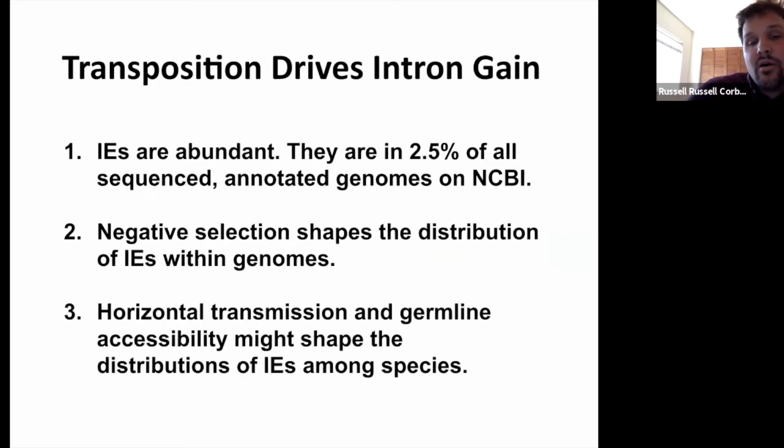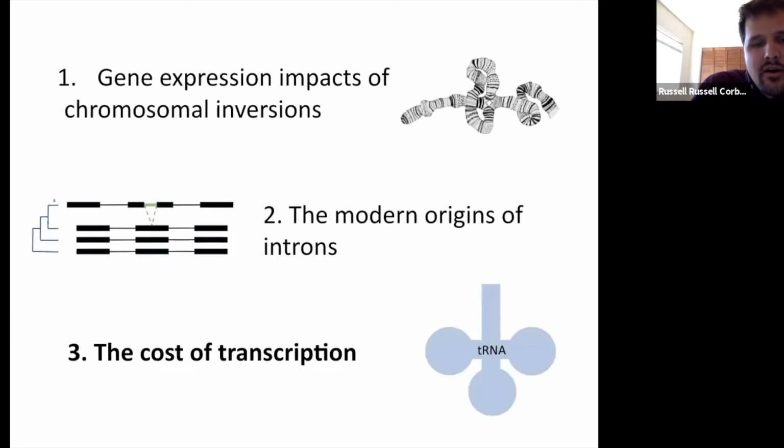And third, horizontal transmission and germline accessibility might shape the distribution of IEs among species. And if IEs are the primary mechanism driving intron gain, then these are basically the factors that shape the distribution of introns across eukaryotes, which I think is a really interesting and potentially very important observation, but we've got to prove it. Okay, and with that, we're going to go to the last section of my talk.